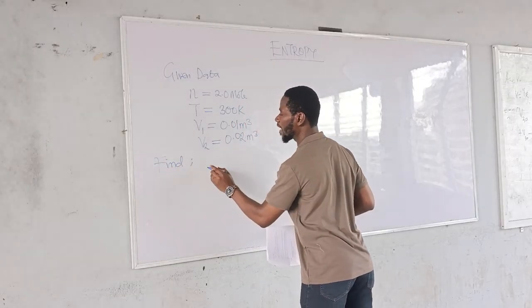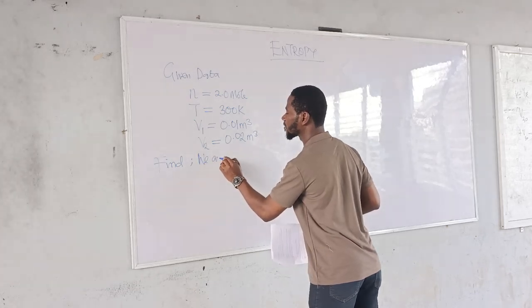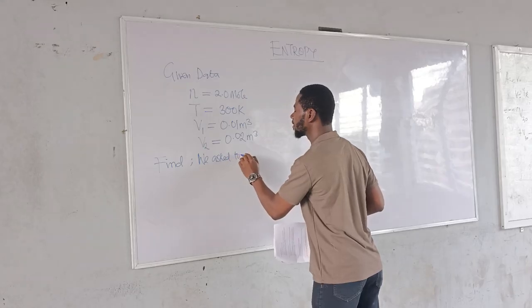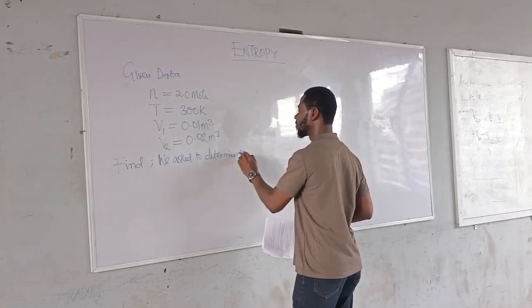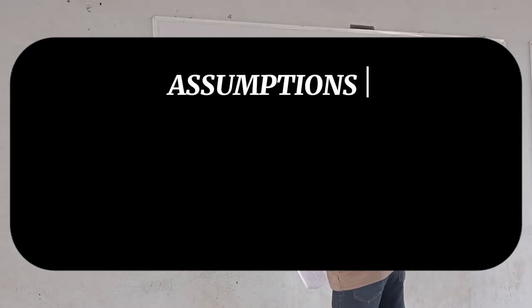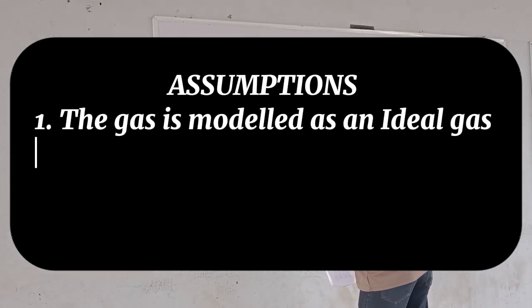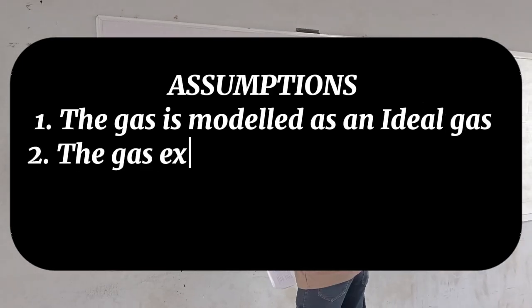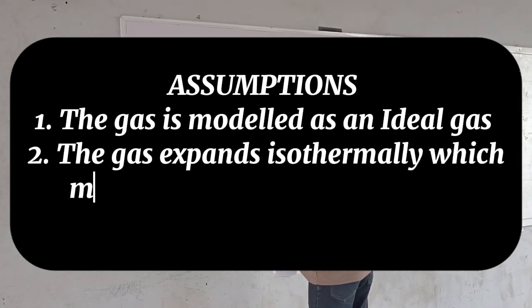The second step is to define the unknown. We are asked to determine the change in entropy. The third one is assumptions or engineering model. Assumption 1: the gas is modeled as an ideal gas.